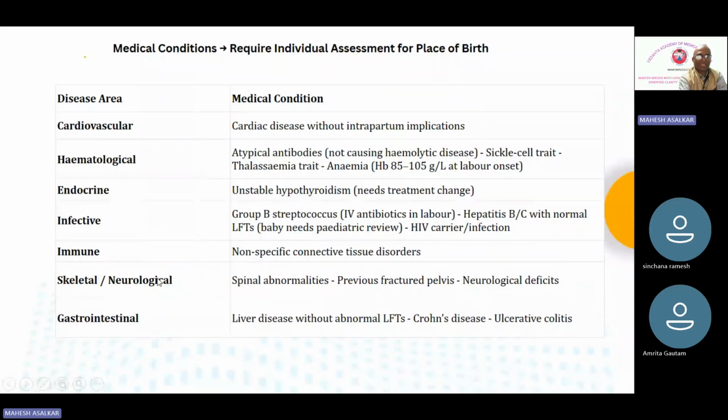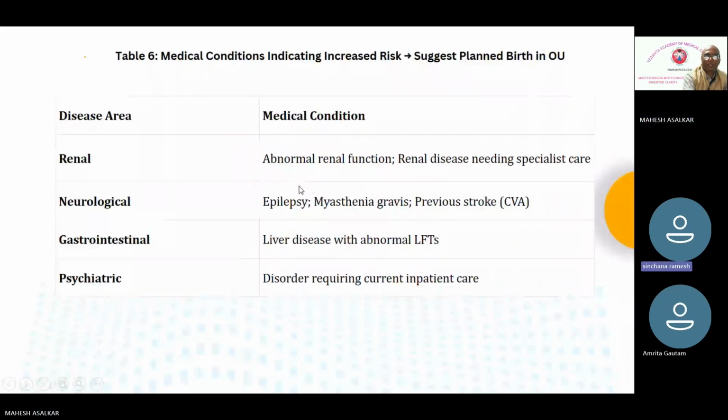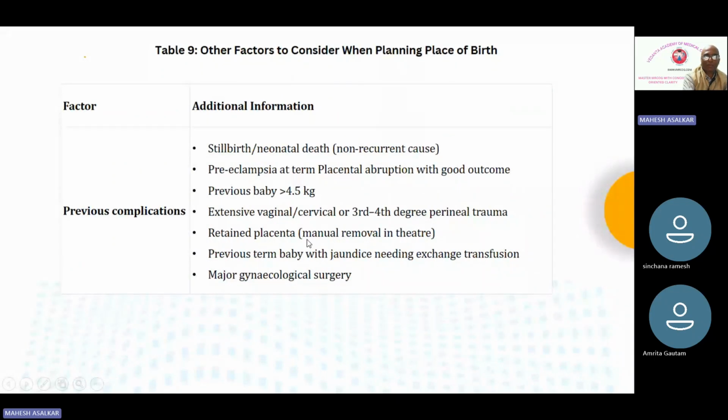Okay, and other skeletal, neurological conditions, gastrointestinal conditions, etc., will require an individual assessment for the place of birth. Then other conditions which require other factors to consider when planning place of birth, like previous complications such as previous stillbirth, neonatal death, preeclampsia at term, placental abruption with good outcome. So here it is a preeclampsia at term or placental abruption with good outcome. There it was an early preeclampsia requiring preterm birth. Okay, so these were the minor things, but you should remember these things.